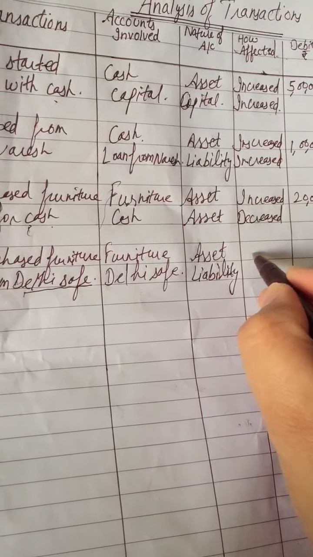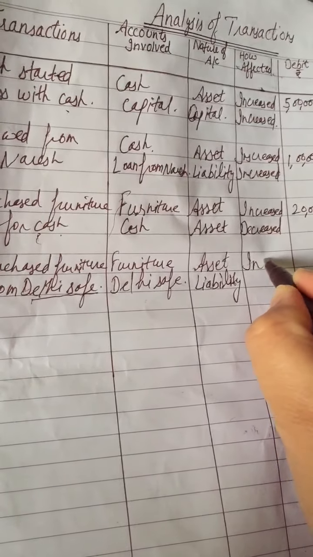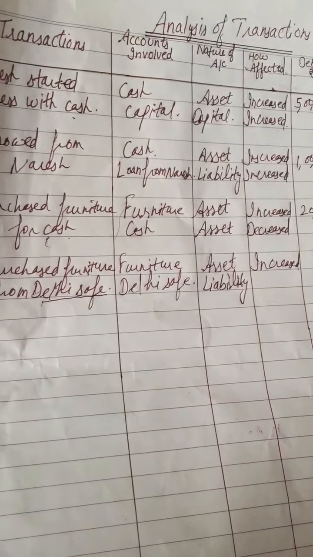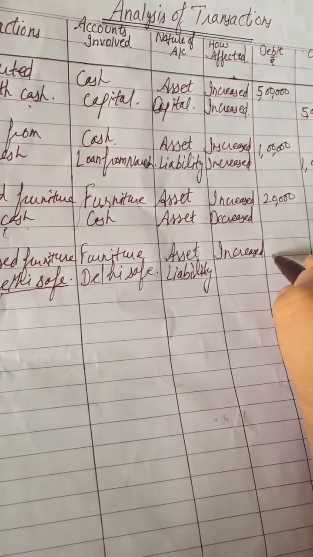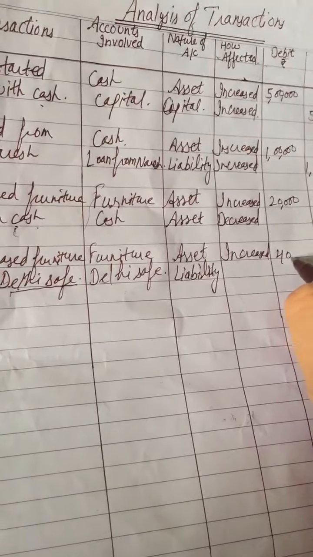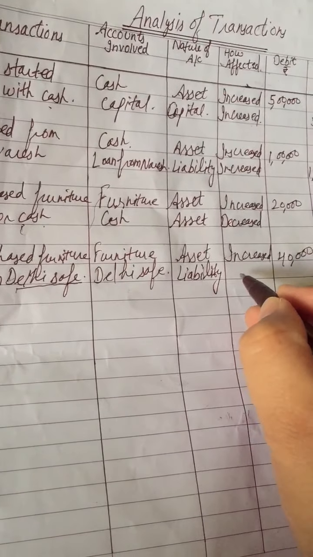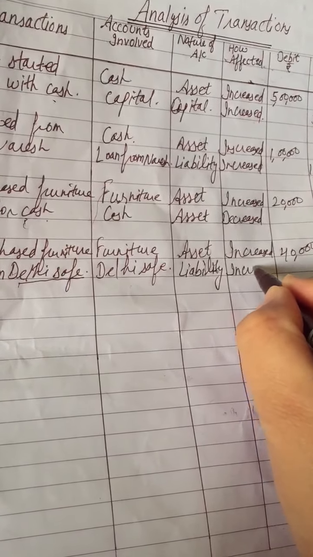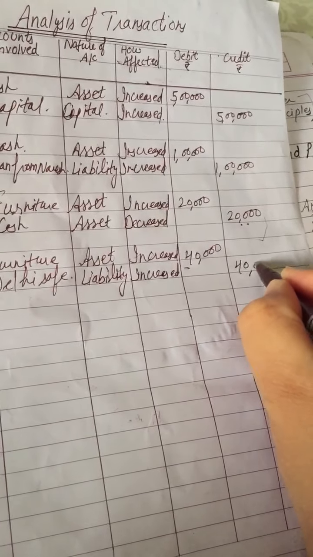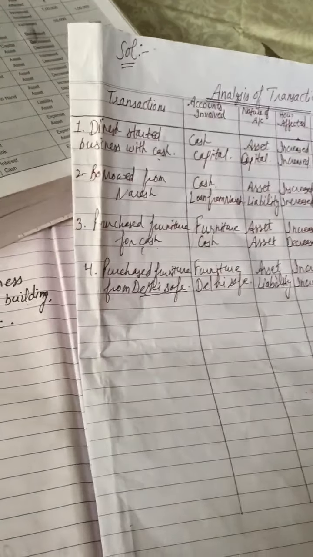How is it affected? The asset increased, and when an asset increases we debit the asset, that is by rupees 40,000, and the liability is also increased. Whenever a liability increases, we credit the liability.